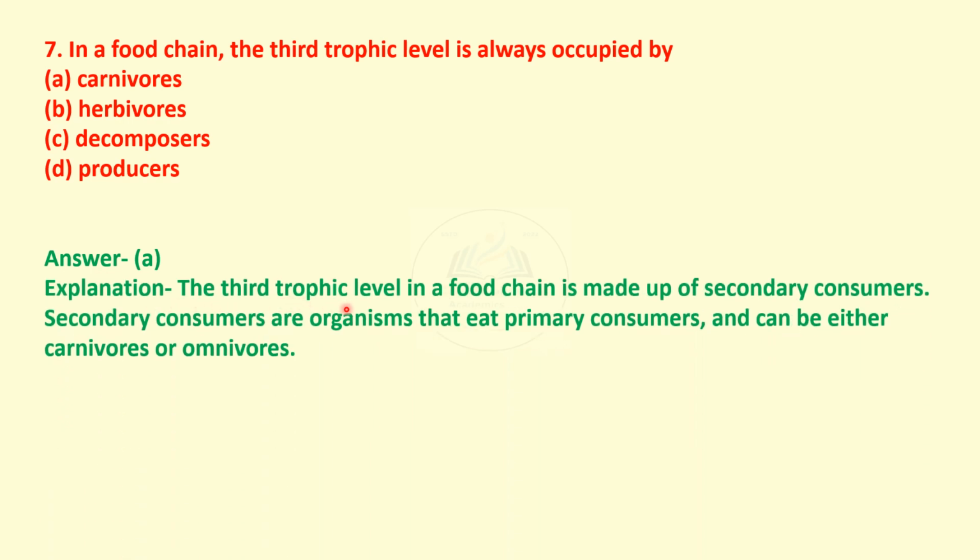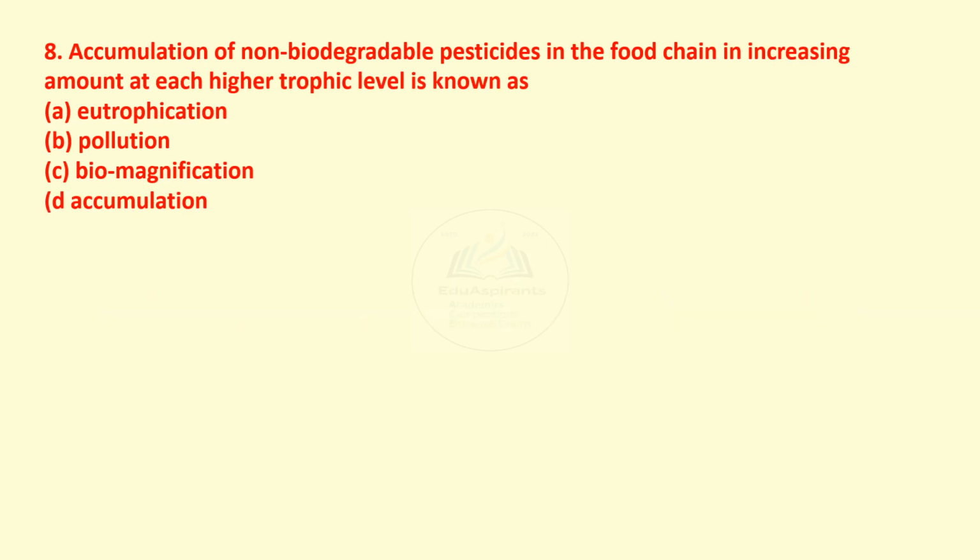The third trophic level in a food chain is made up of secondary consumers. Secondary consumers are organisms that eat primary consumers and can be either carnivores or omnivores, that is eating both plants and animals.